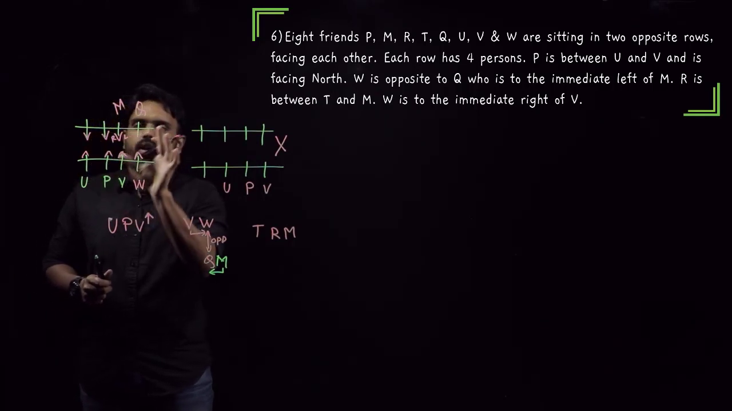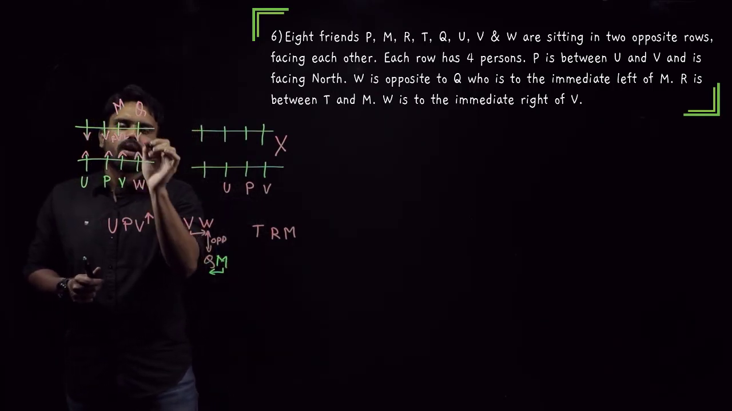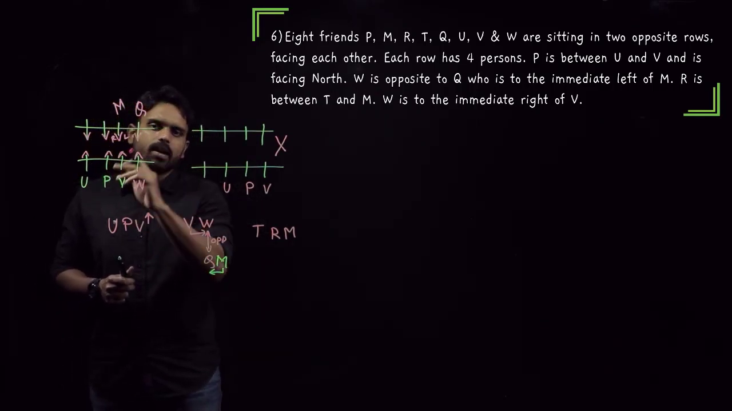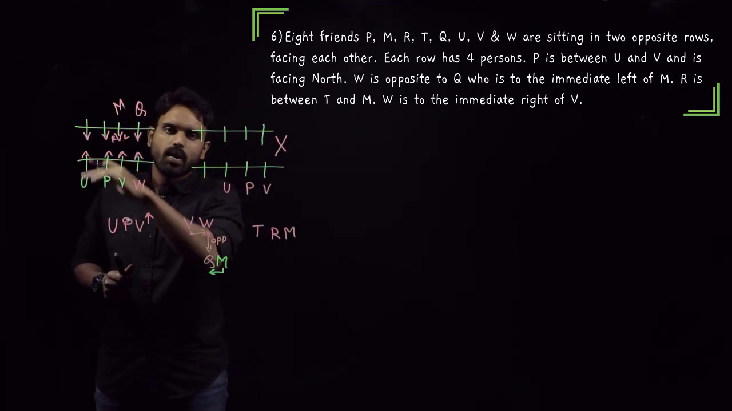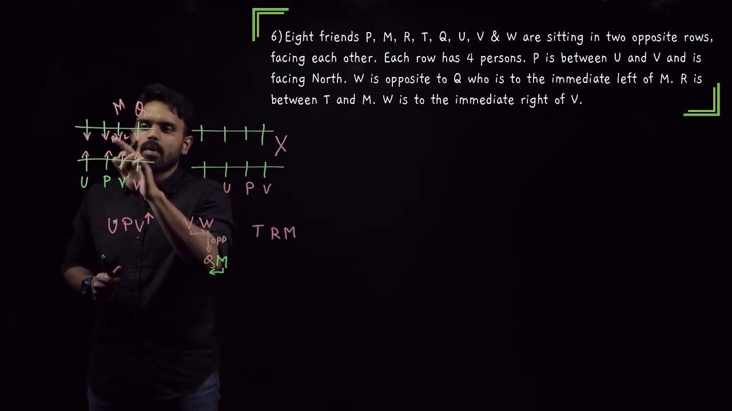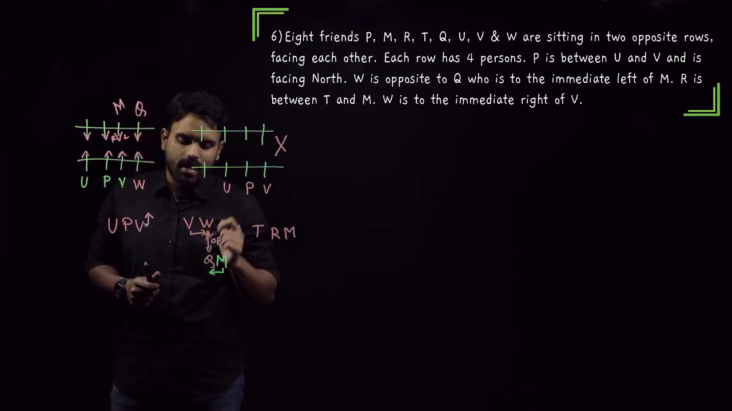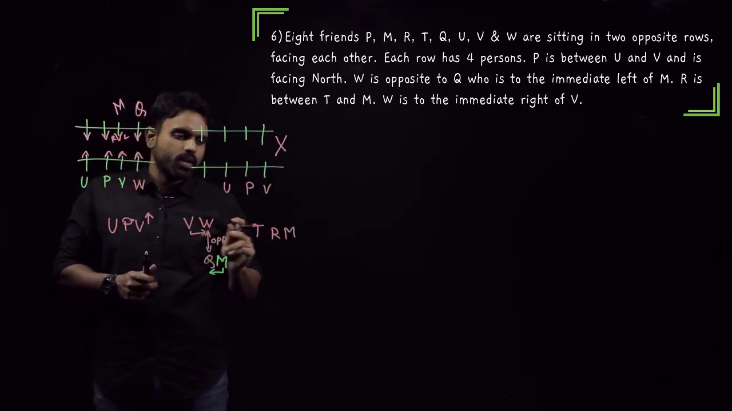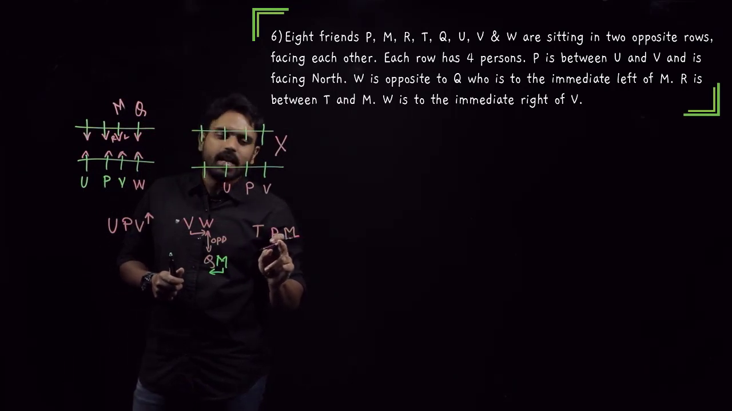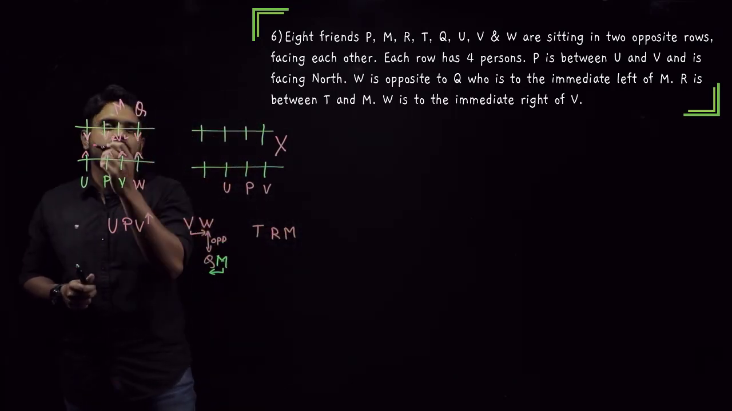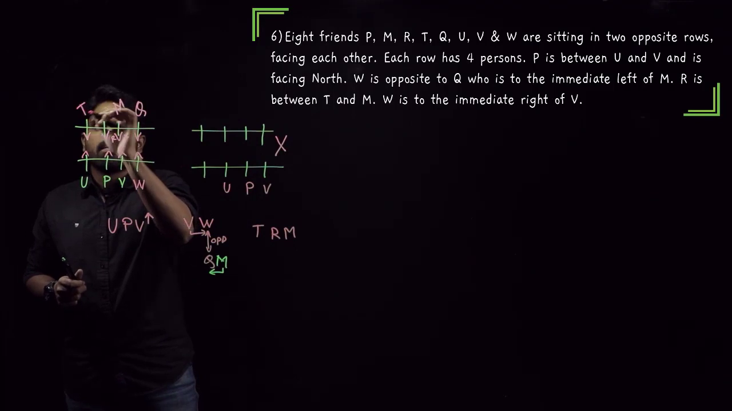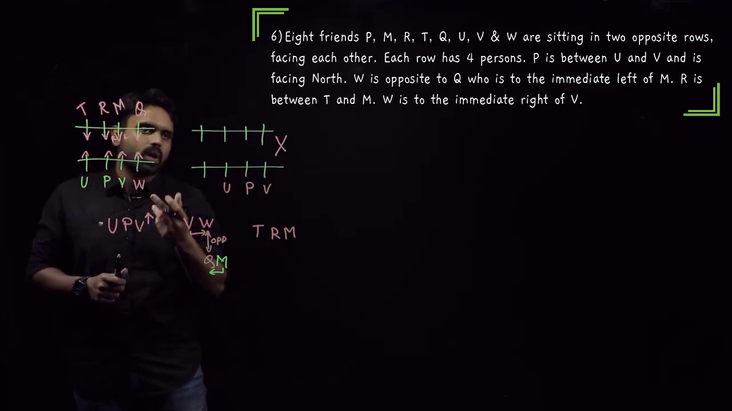Unless and until you get familiar with the directions, you can draw a reference for that matter and use it. And after that, eventually you will yourself remember that whenever a person is facing looking downwards, this will be right and this will be left. So who else is left out? There are two people. R is between T and M. So there is only one position where T can come and R can come here. The question is solved.